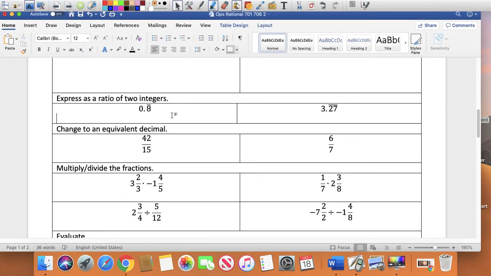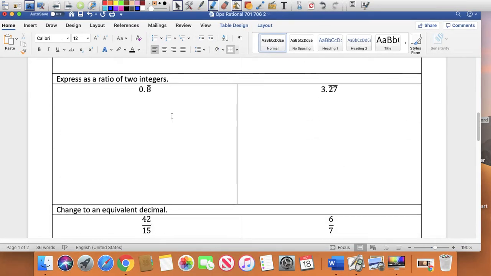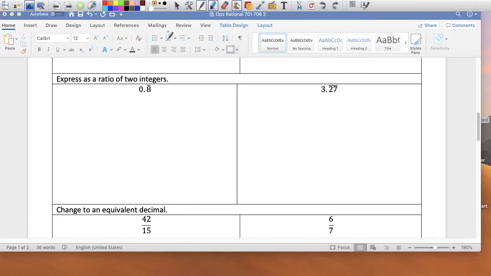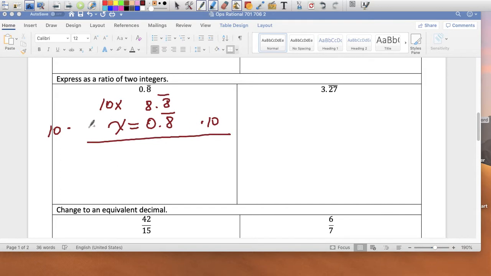Now over here, let's change that to a ratio of 2 integers. So again, we're going to put x equals 0.8 with bar notation. We're going to multiply this by 10, so you're going to get 10x. 10 times x is 10x, and 0.8 times 10 is going to be 8 point, bar notation like that. Subtract: 10x minus x is 9x. This is 0, right? And 8 minus 0 is 8. Divide by 9. Divide by 9. x equals 8 over 9.